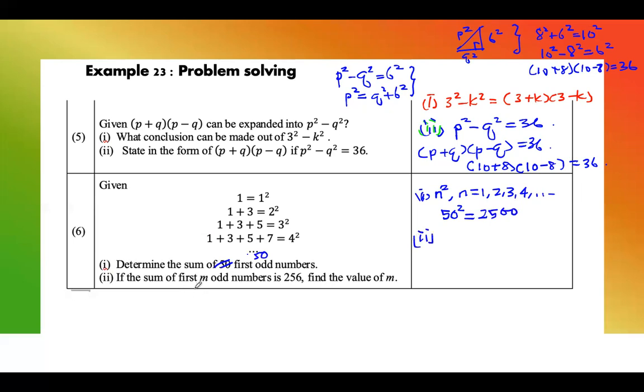Number 2: the first n odd numbers sum to 256. We use the same formula, n squared equals 256, so n equals the square root of 256. If you use your calculator, you should get n equals 16. So this is how you solve it.